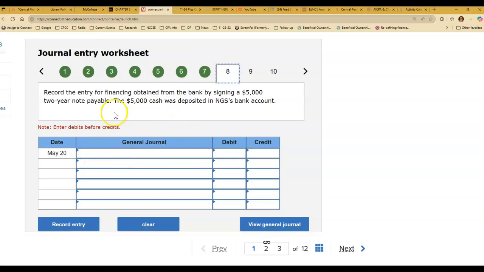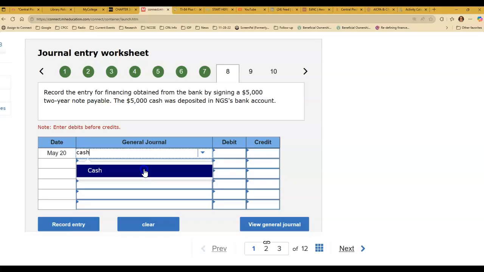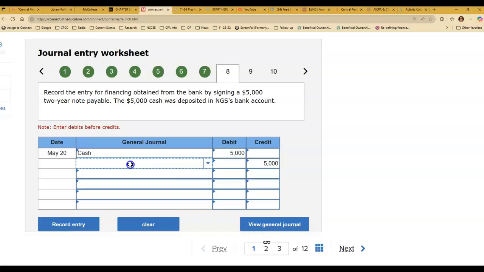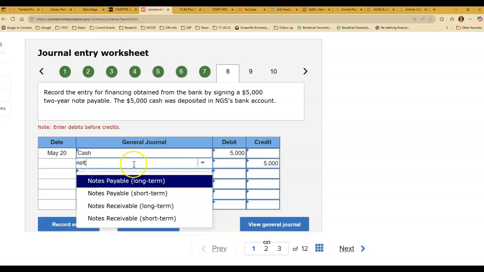Number 8. Record the entry for financing obtained from the bank by signing a $5,000 2-year note payable. The $5,000 cash was deposited into Nicole's Getaway Spa bank account. Good. So remember, assets go up with debits. So there is our $5,000 there. And again, if that's all you got, do not leave that blank. Good. Why do we know that it's notes payable long term?